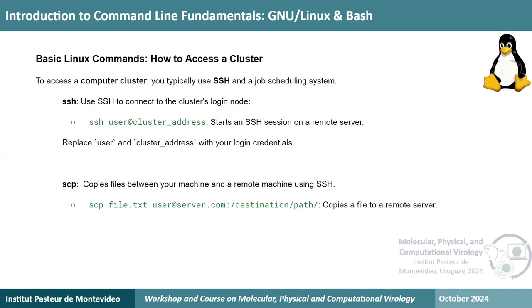Another thing that you can do to connect with clusters is transferring files with the Secure Copy Protocol, which is SCP. This is to transfer files between your local machine and the clusters. So we use this kind of command line. Essentially, this command copies these files to a specific location on the destination path on the cluster, for example. To download files from the cluster, we have to reverse the source and the destination.